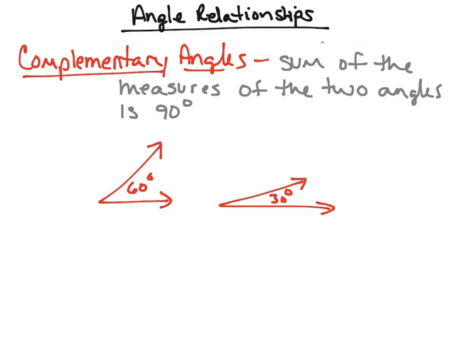Alright, the next thing we have are complementary angles, and complementary angles are when the sum of the measures of the two angles is 90 degrees. So you'll notice that I have two angles here. First angle we have measures 60 degrees. The other angle measures 30 degrees. Now because I take these two angles right here, 60 degrees plus 30 degrees, notice how they add up to 90 degrees. Therefore we call these complementary angles. So again, complementary angles is when we have two angles whose sum measures 90 degrees.